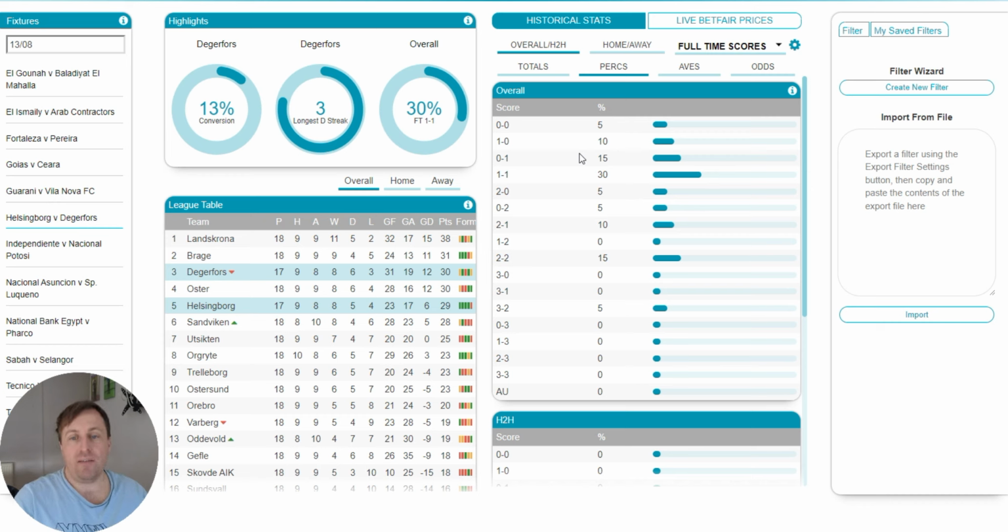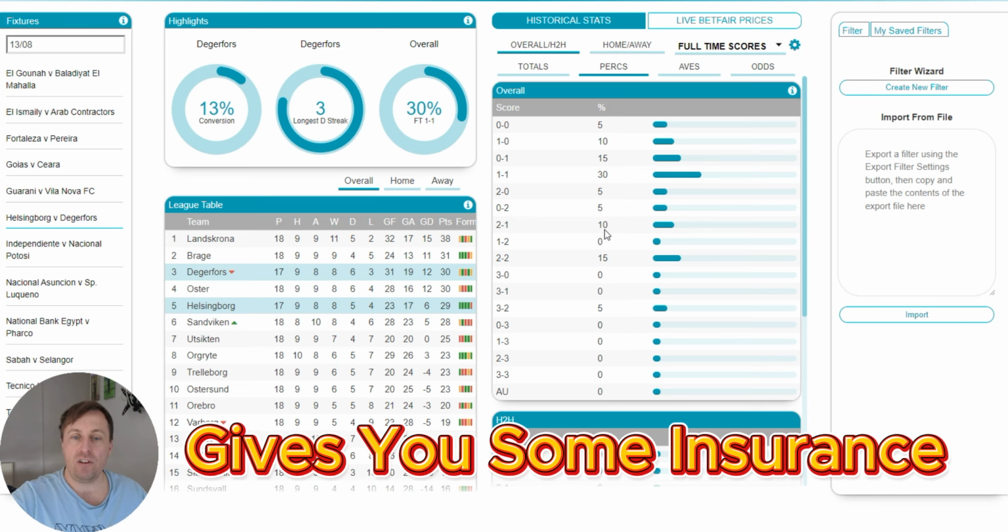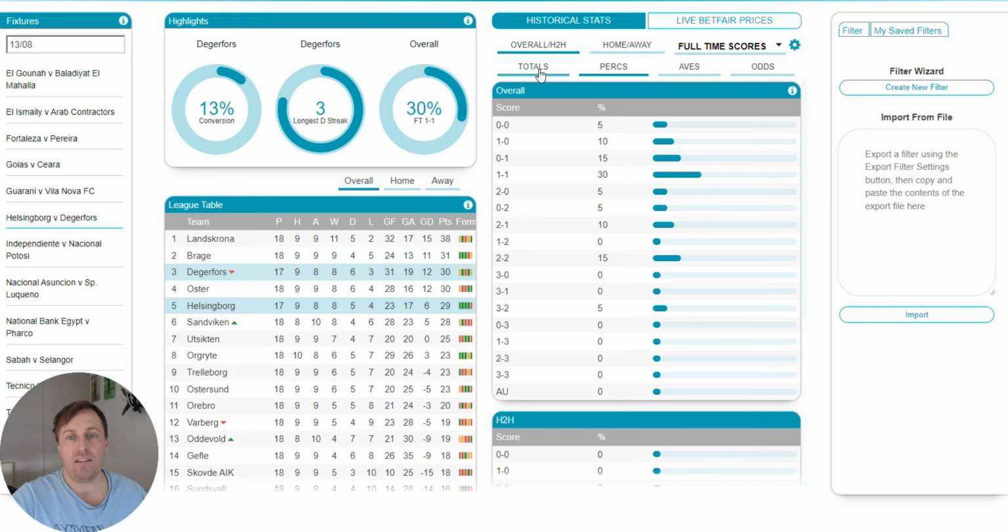Now, the next question then becomes, well, do we go for 1-1 and 2-2, or do we just go for one or the other? Well, this is up to you. In this spot, I would probably take 1-1 and 2-2, mainly because for a little bit of protection, if it goes 2-0 to either of the sides quickly, you've still got the chance with 2-2 of it coming off. But mainly because of the fact it's happened 15% of the time. And if we look at the totals, it's happened 3 times out of these games.